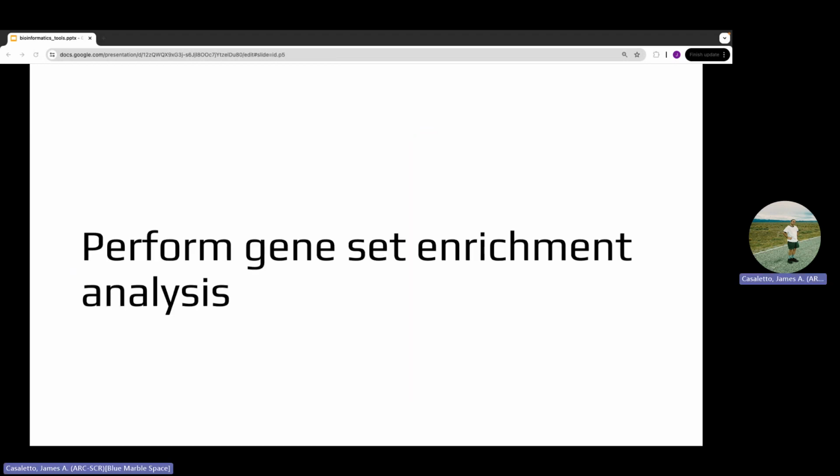In this section, we perform gene set enrichment analysis. This is a second technique which will answer the question, now that I have a list of differentially expressed genes from my AI/ML model, what do I do? What is gene set enrichment analysis?